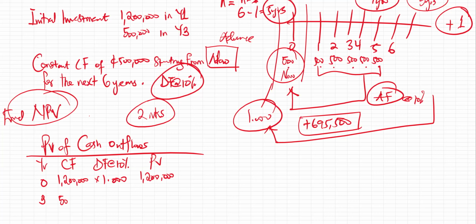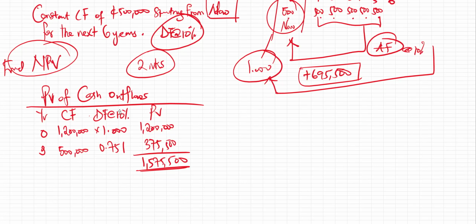In year 3, we are paying 500,000. Discount factor in year 3, 0.751. 500,000 by 0.751 is 375,500. So that means our initial investment today amounts to 1,575,500. I always like to separate my cash outflows.